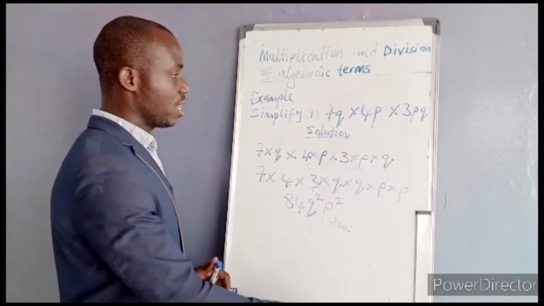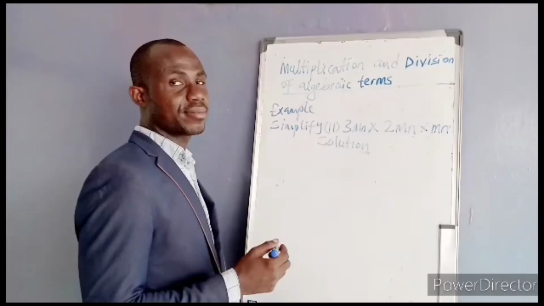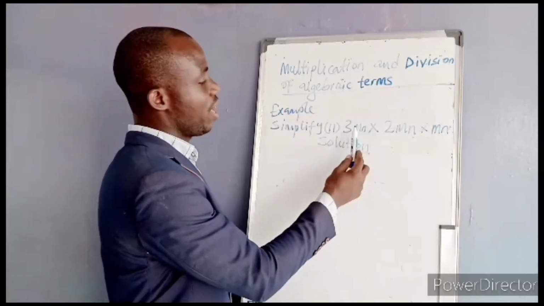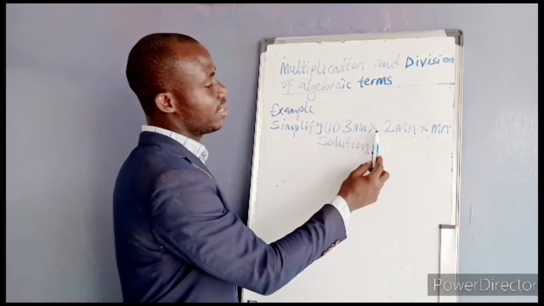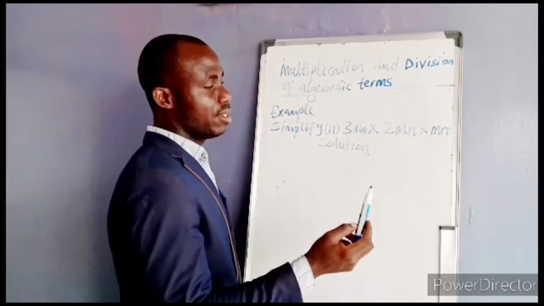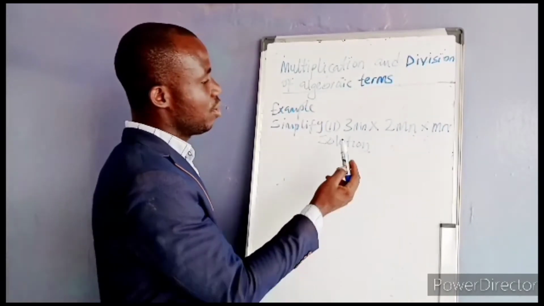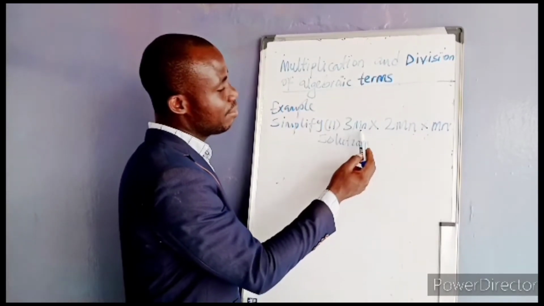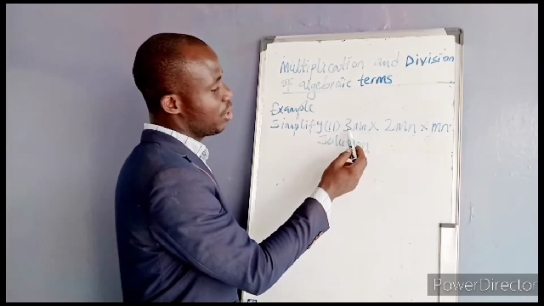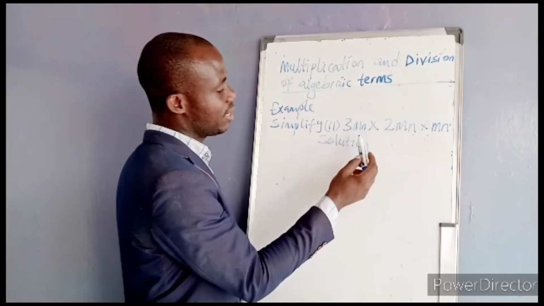Okay, let's go to the next example. Now, this is another example. We have 3mn times 2mn times mn. Remember what we did in the first example? We're going to multiply them apart. 3 times m times n, because 3mn means 3 times m times n.